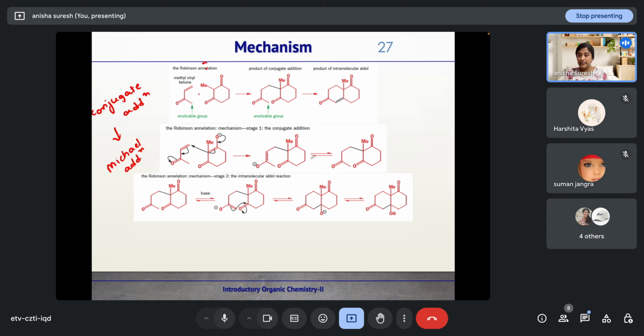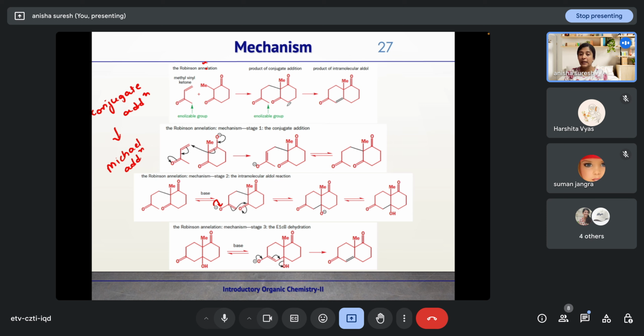Now we are having this compound, and then an intramolecular aldol reaction. So the base will abstract this proton, leading to formation of this enolate, and this will go and attack on this carbonyl group, leading to formation of this O minus, and this will abstract proton, leading to formation of this aldol product.